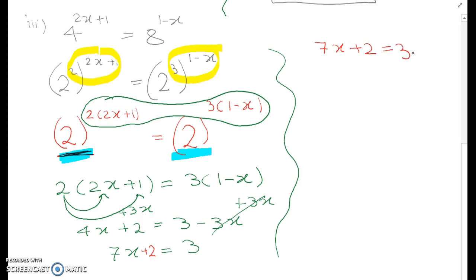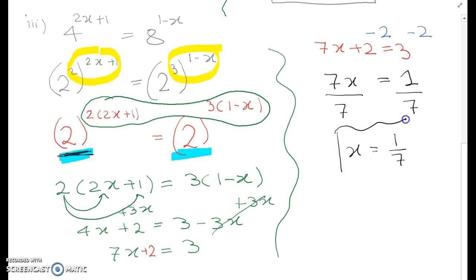Now we need to get rid of plus 2, so we do that by the inverse, the opposite of plus, which is negative, on both sides. So therefore 7x is equal to 1, because 3 take away 2 is 1. And because we have 7x, we need to divide both sides by 7 to get just 1x. And that is going to give us x is equal to 1/7. I would leave this in fraction form. And we have solved this one.